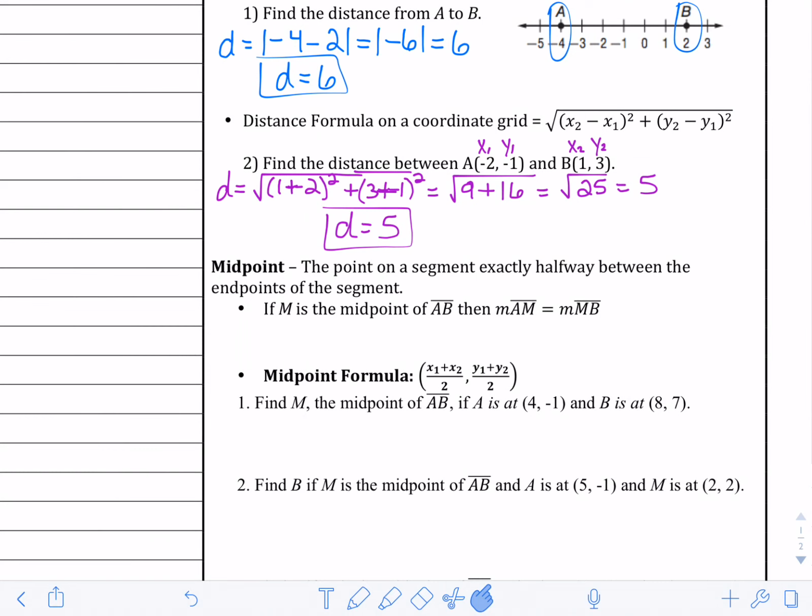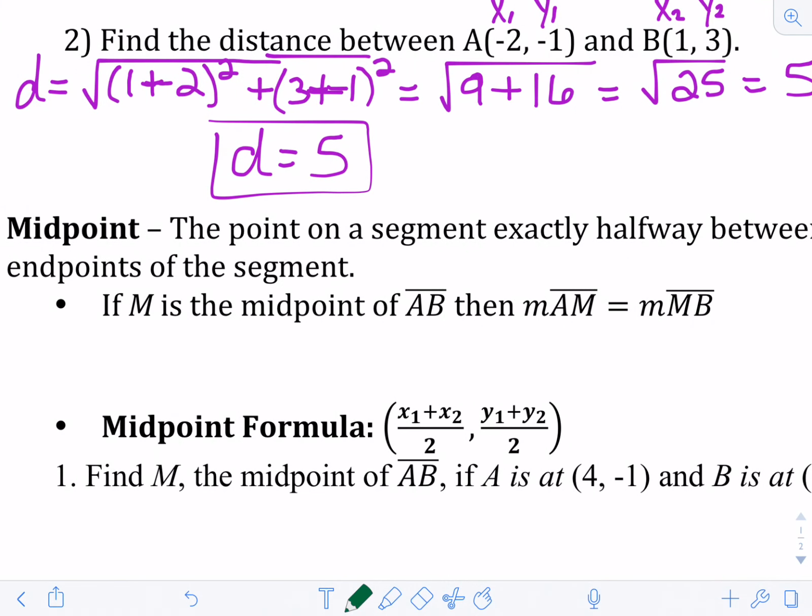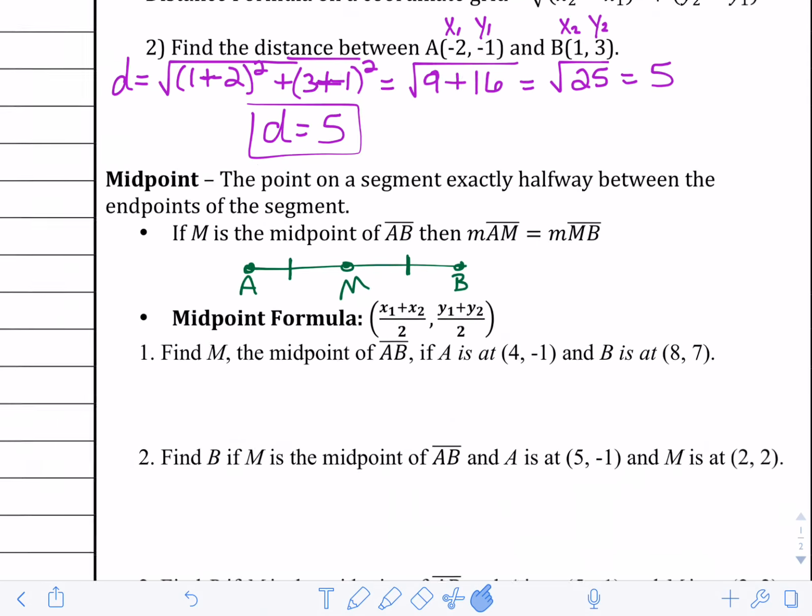Alright, next little part. So that's it for distance. All we have left is midpoint. That's the point on a segment exactly halfway between the ends of the segment. We talked about midpoint yesterday when we looked at the line ABC. B was our midpoint. So if M is the midpoint of AB, then the measure of AM is equal to MB. We can do a quick little picture here. Here's AB. It tells us that M is the midpoint. All that means is that this piece AM is equal to this piece MB.